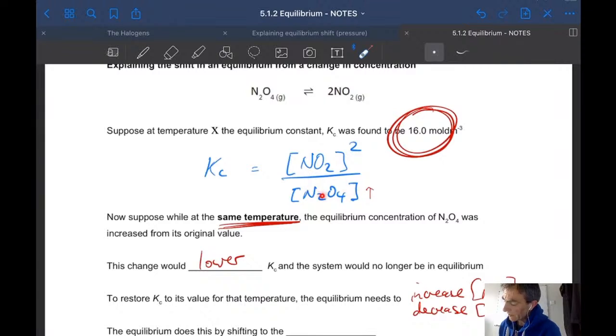Remember that's increased, so that's changed the Kc value. Because we're at the same temperature, Kc needs to get back to that value. So how does it bring itself back up? That's going to go up, and that's going to go down. So how does it do that? The equilibrium shifts to the right.